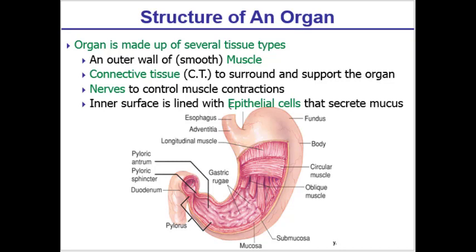And then on the very inner portion, we see that there are epithelial cells that secrete mucus. And that's going to protect the inner lining of the stomach from the strong acid that's found in your stomach to digest your food. The stomach also contains nerves and a rich blood supply. And if you've ever been nervous about something, oftentimes you feel it in your stomach first. So all 4 primary tissues can be identified in a single organ.